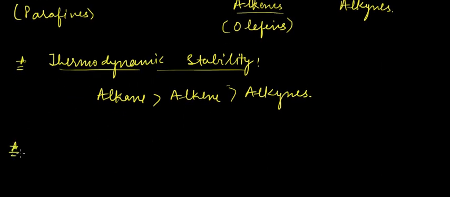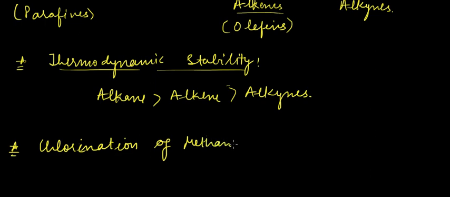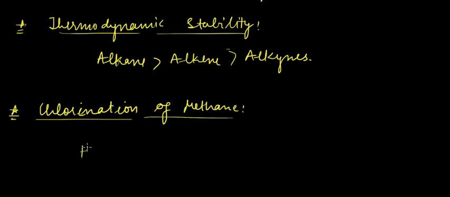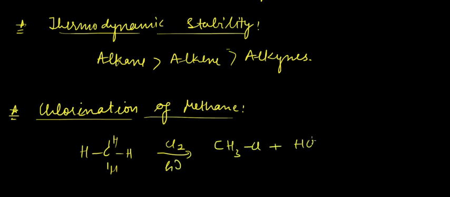Okay, next let us talk about the chlorination of methane. Chlorination of methane. In this, we have a methane molecule. If we pass Cl2 in presence of hν, then we get CH3Cl plus HCl.